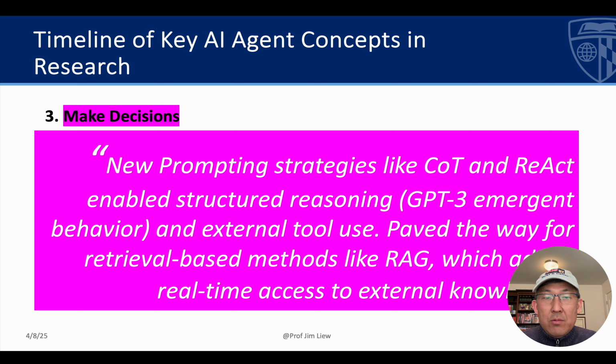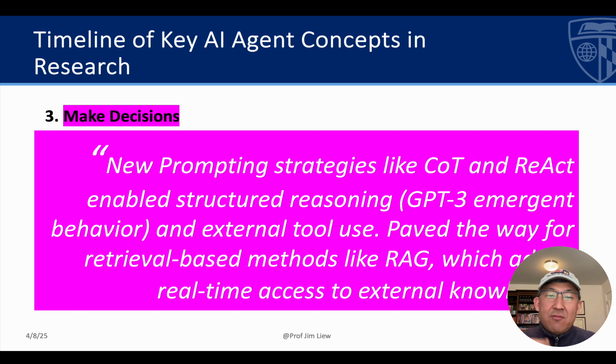Okay, so new prompting strategies like chain of thought (CoT) or Reason and Act (ReAct) enabled structured reasoning, and GPT-3 with 175 billion parameters started to have emergent behavior that was very interesting, because basically we started to notice, wow, this thing that we created can actually do things that were not in the training data, and were not there when we pre-trained these models, right?